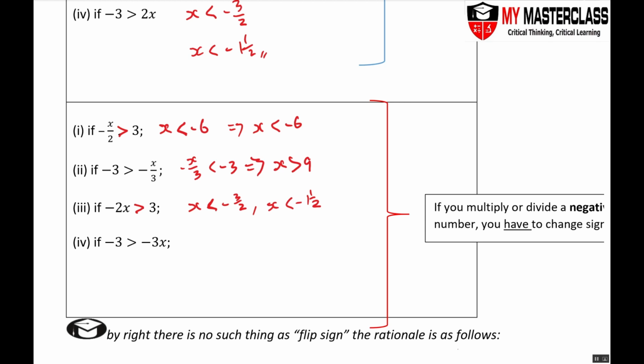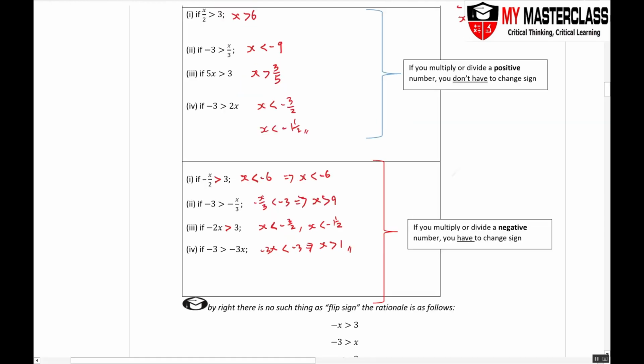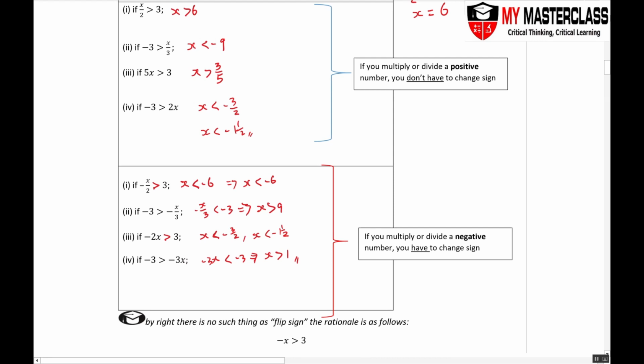Lastly, rearrange your terms first. Same thing, I've got minus 3x less than minus 3. I want to solve for x, so I'll divide by minus 3. I get x is, flip the sign, more than 1. That's it. Just an additional rule you follow, whether you flip the sign or not: only if you multiply or divide by a negative number.